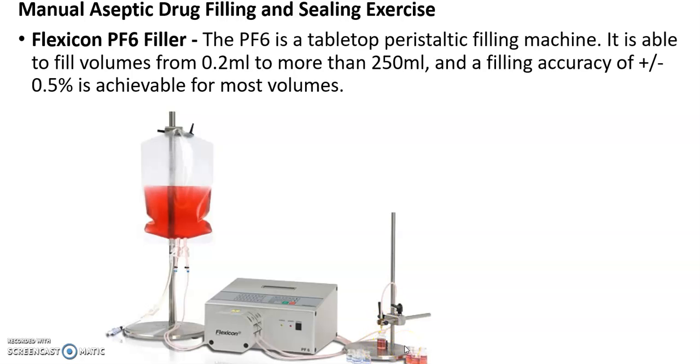So it's kind of semi-automatic, I guess, because there will be an operator maybe here switching out the vials and pushing them to the next person. The next person will be placing stoppers, and another person will be sealing. So it's kind of a 3-person operation. That's what you will do today. So we have the PF6 filler, the tabletop peristaltic filling machine. That's what you're going to use today. This has a capacity of that, okay.